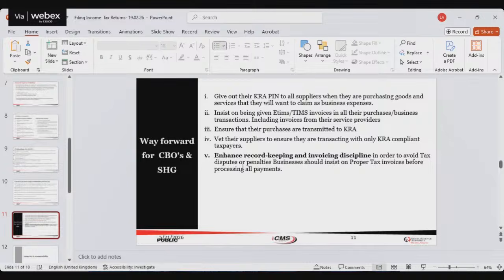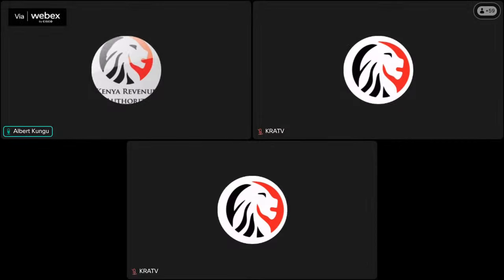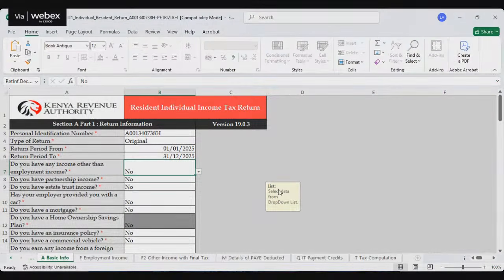So allow me now to stop there, and we want now to go to the real part of filing. I'm going to demonstrate two types of returns, and I want to start with the individual return. So allow me to share my slide. So I'm sharing my slide. I hope the individual return is visible.